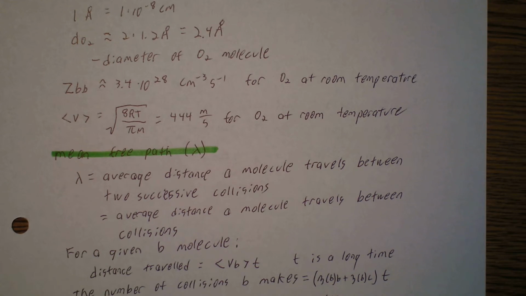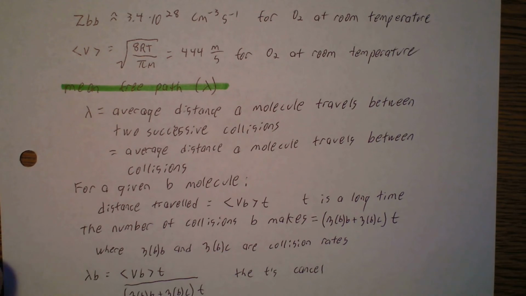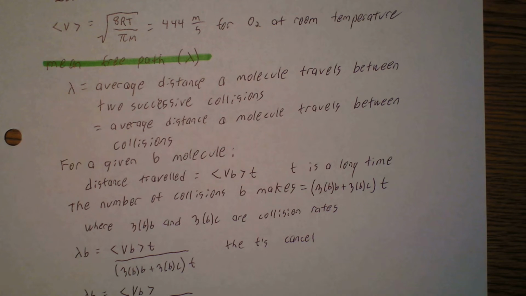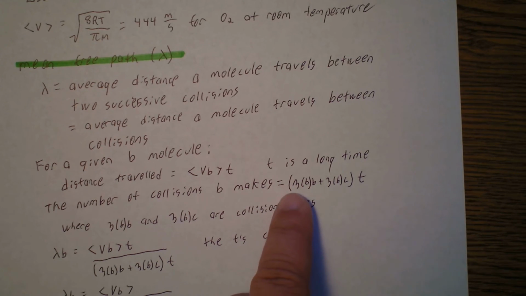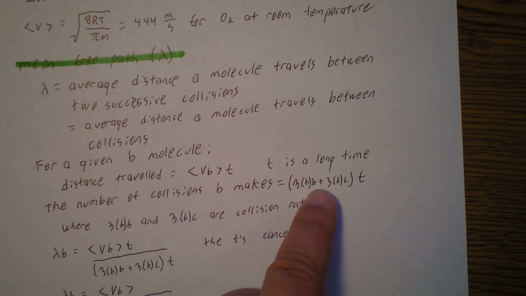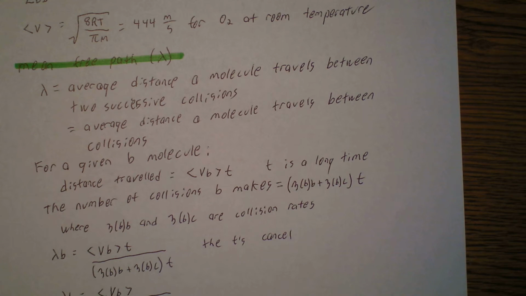Now let's talk about mean free path. Lambda is going to be the average distance a molecule travels between 2 successive collisions. Another way of saying that is the average distance a molecule travels between collisions. Now again, for a given B molecule, the distance traveled is going to be the average speed of that B molecule times time, and t is any long time. So the number of collisions that B makes is going to be equal to this function of ZBB plus ZBC times time.